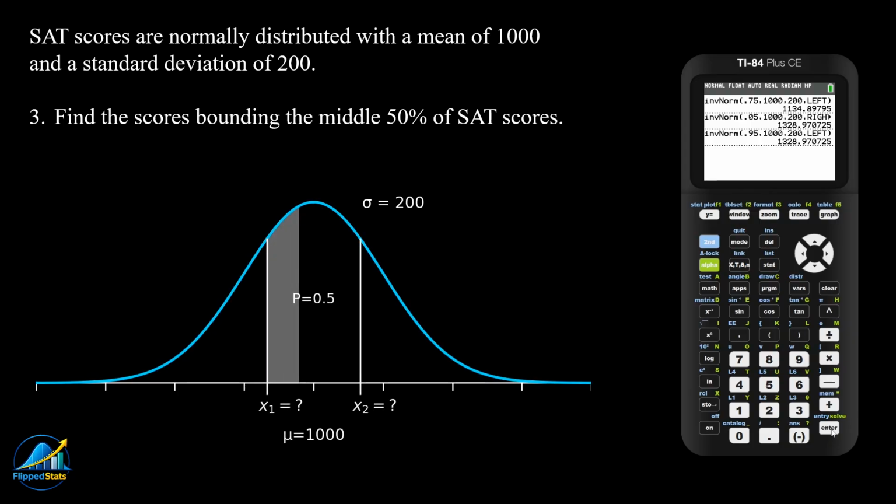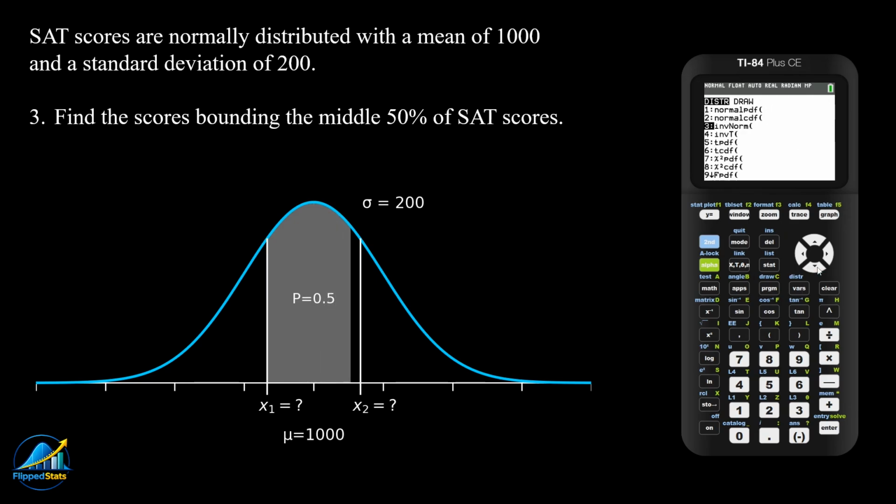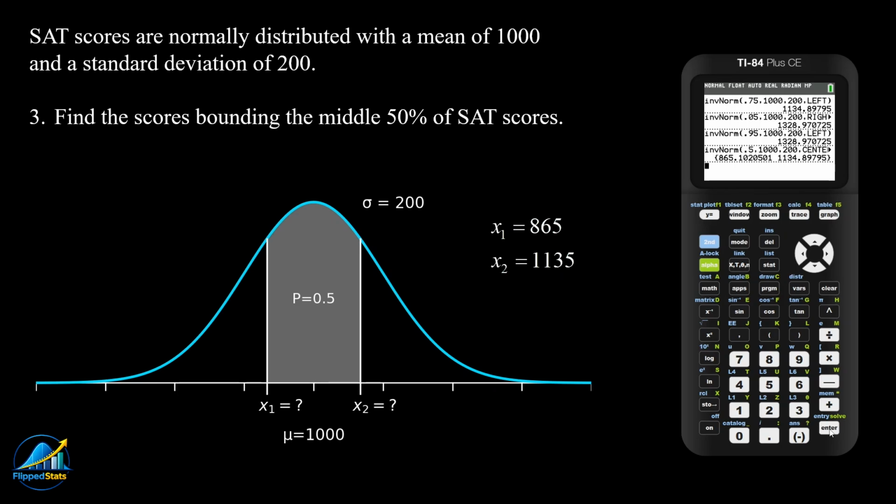Now for the final type of question we can see for inverse norm, we're asked to find the scores bounding the middle 50% of the distribution. So in our TI-84, we just go to inverse norm again. We put in 0.5 for the area, and then we put in center in the tail menu. We paste that and hit enter, and the calculator outputs an interval bounding the middle 50%. On the left side, we've got 865.1, which we're going to round to 865. And on the right side, we've got 1134.897, and so on, which we're going to round to 1135. So we conclude that the range of scores from 865 to 1135 captures the middle 50% of the distribution.